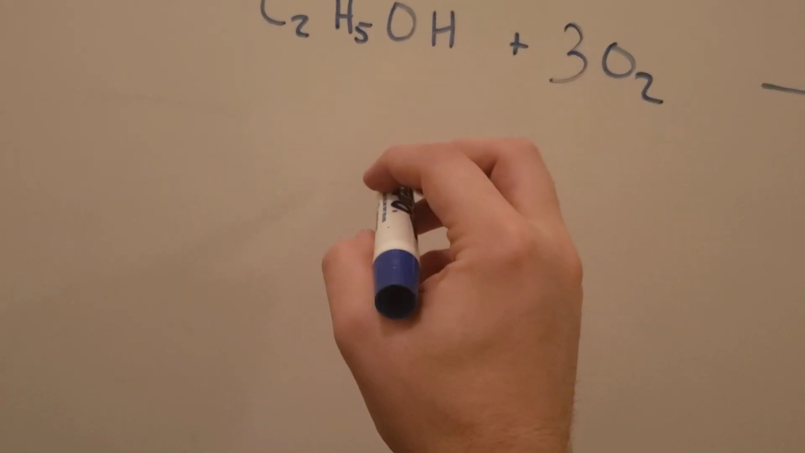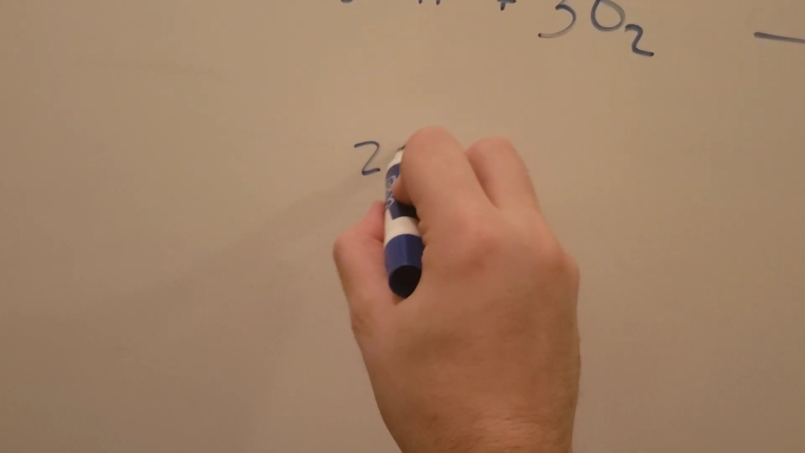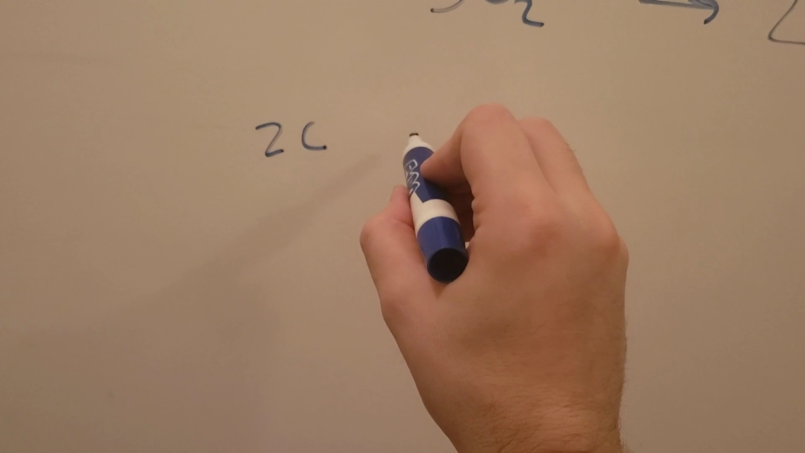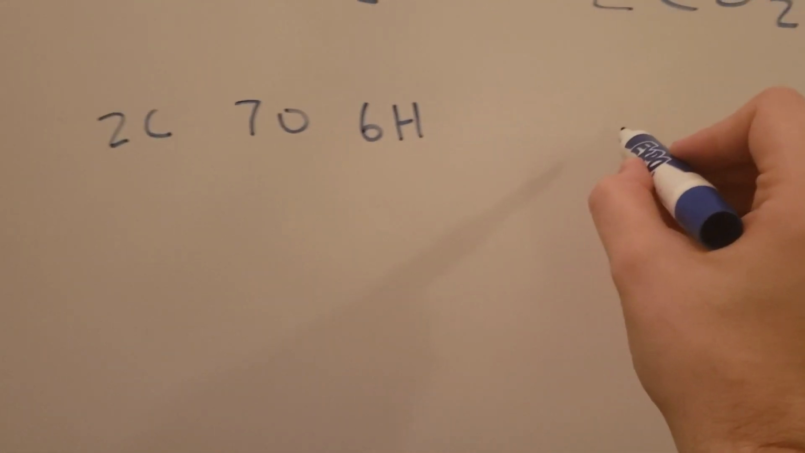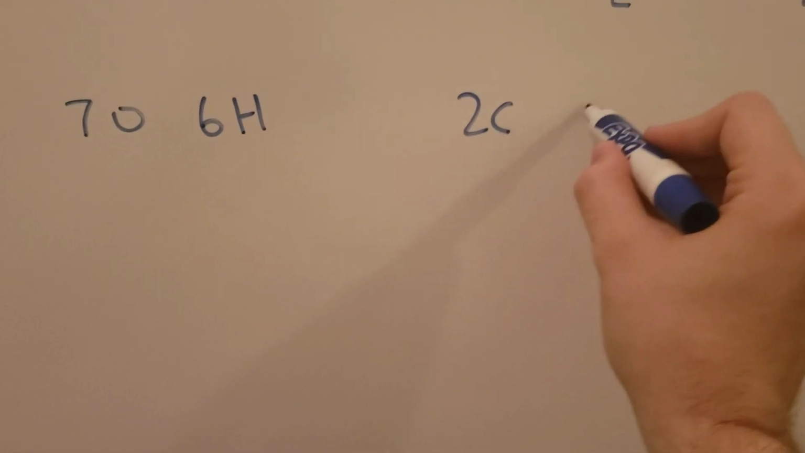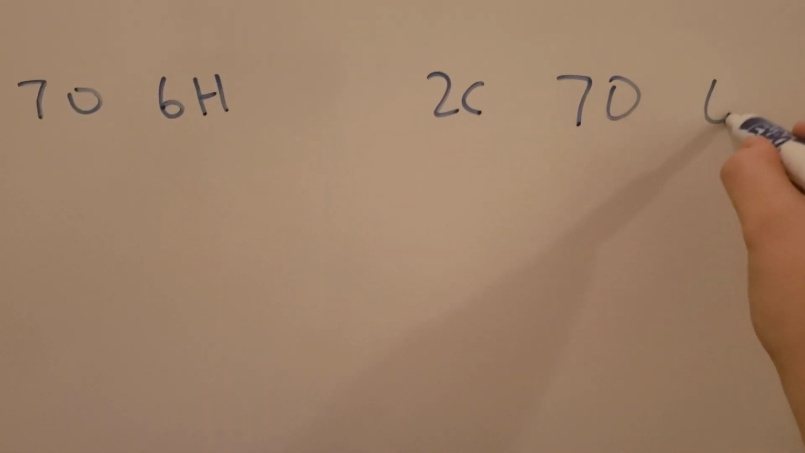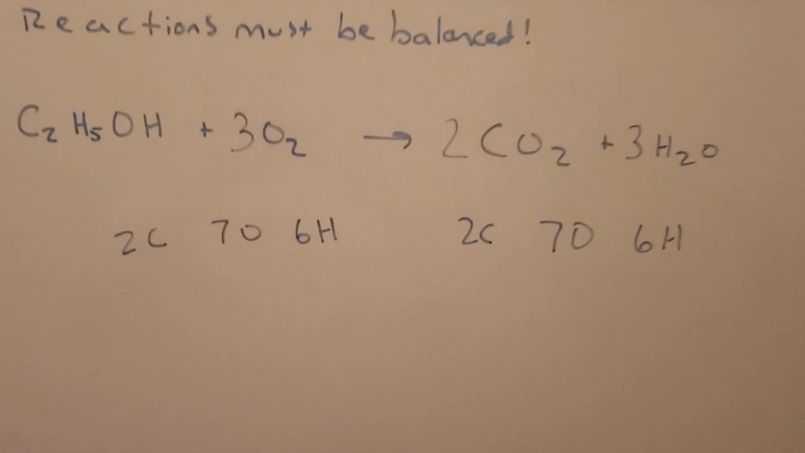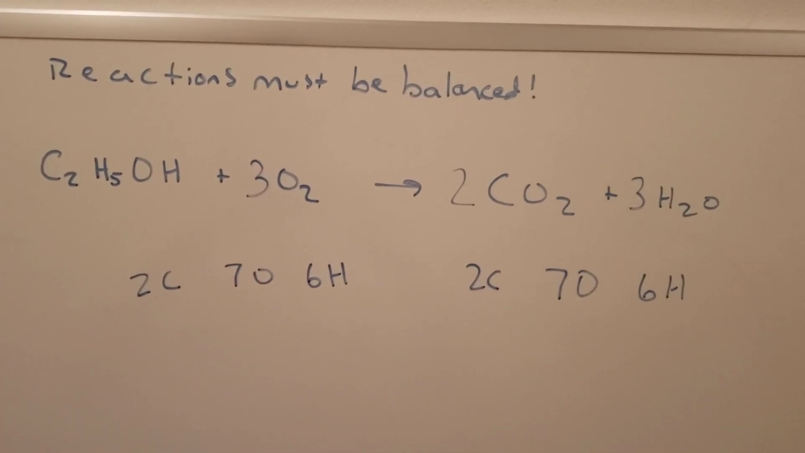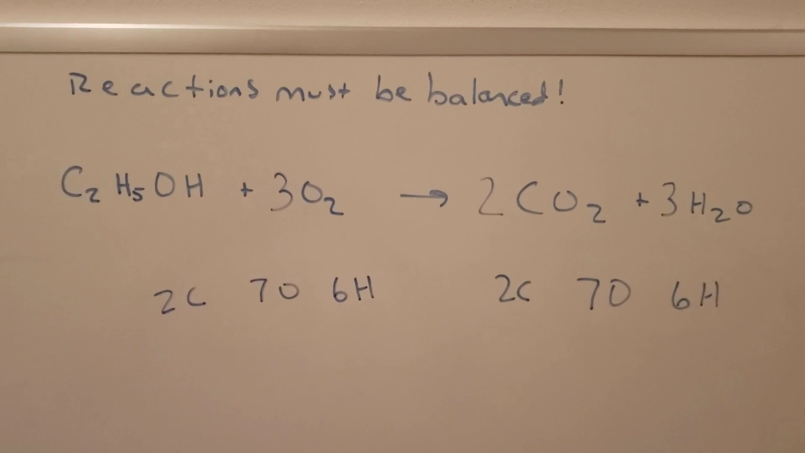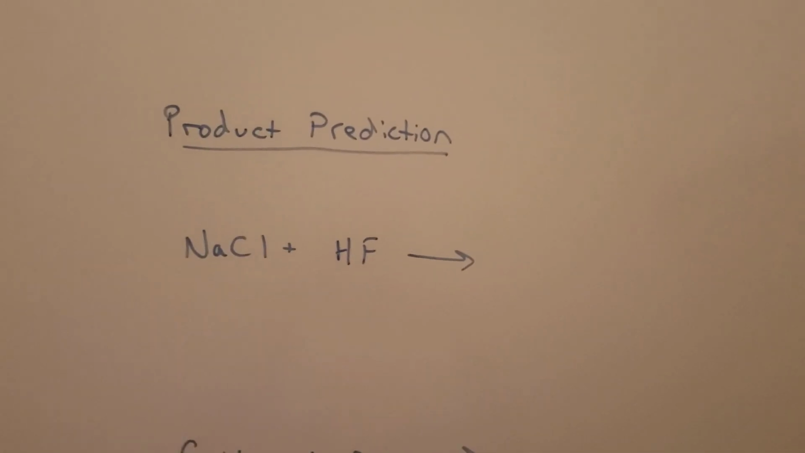We've got 2 C's, 7 O's, and 6 H's on both sides. So as you can see here, this is balanced because it has the same amount of each element on both sides of the equation. That means it's balanced.